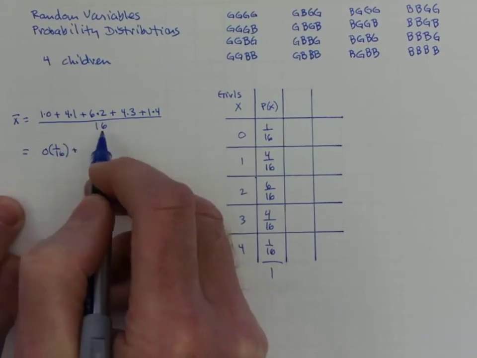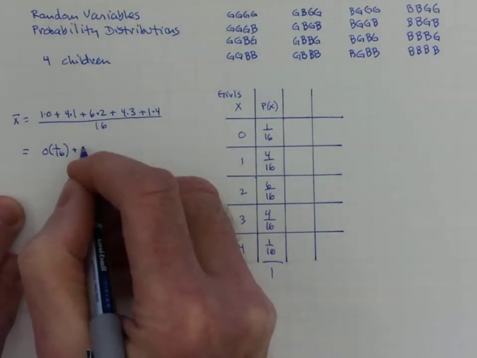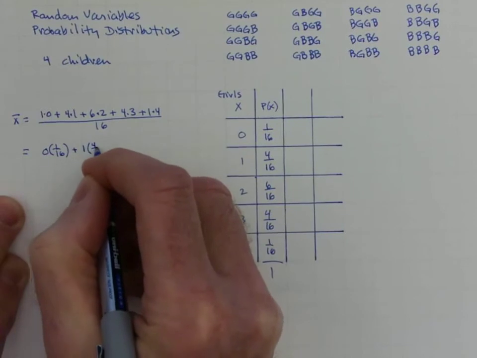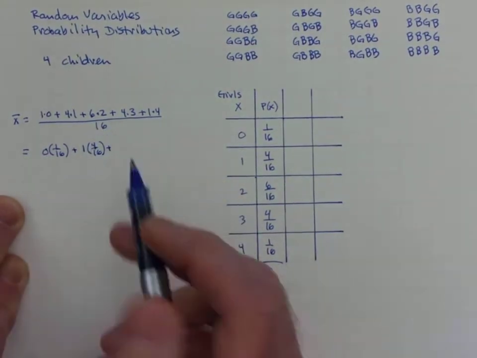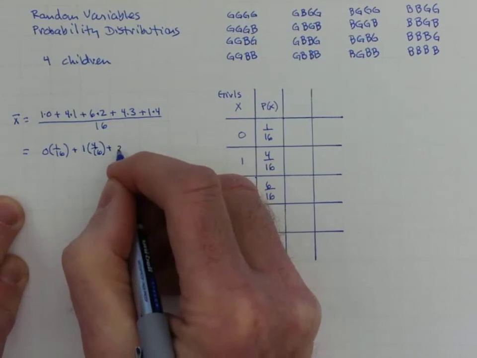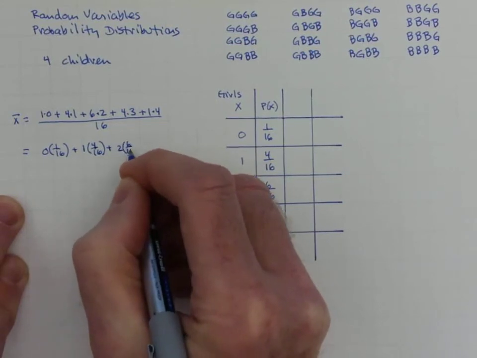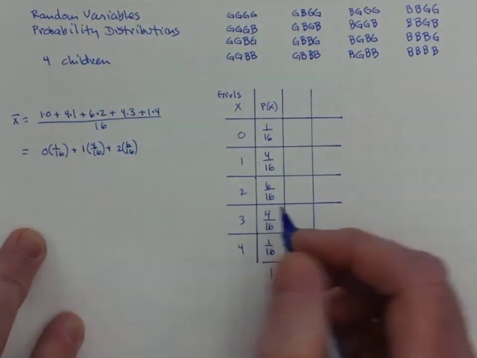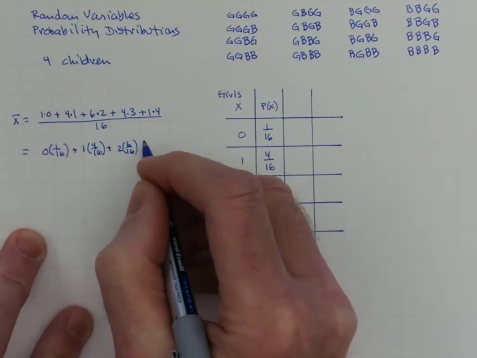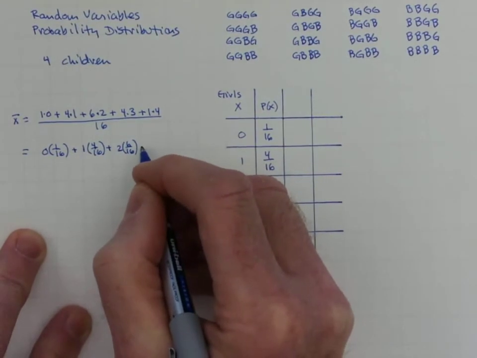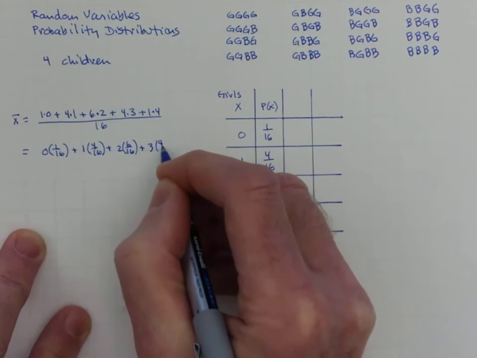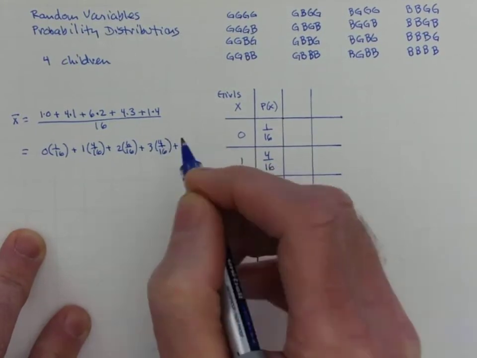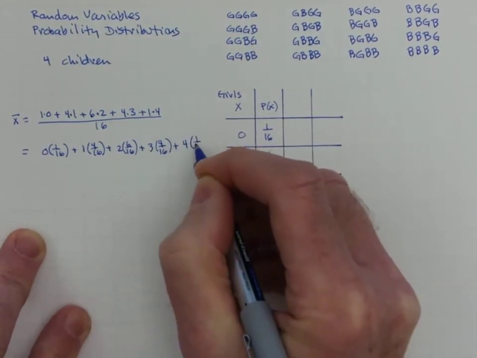I can take the 4 times 1 divided by 16, and I can call it 1 times 4/16. I can take the 6 times 2 divided by 16 and call it 2 times 6/16. And I think you can see where this is going. Each of these terms is just going to be the value of the random variable times the probability that the variable takes on that value. So I'm going to have 3 times 4/16, and finally 4 times 1/16.